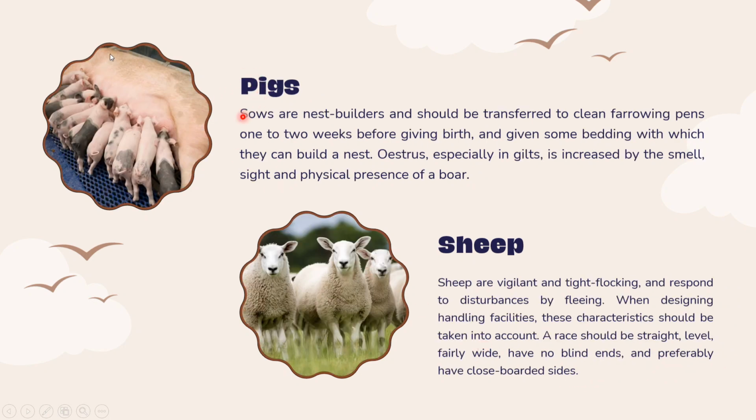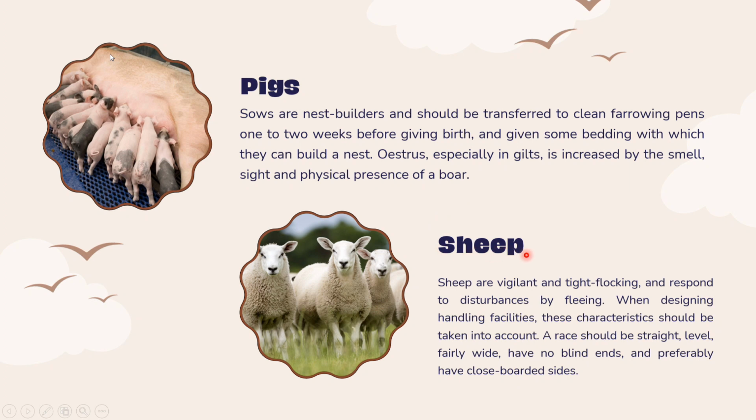Pigs. Sows are nest builders and should be transferred to clean farrowing pens 1 to 2 weeks before giving birth, and given some bedding with which they can build a nest. Estrus, especially in gilts, is increased by the smell, sight, and physical presence of a boar.